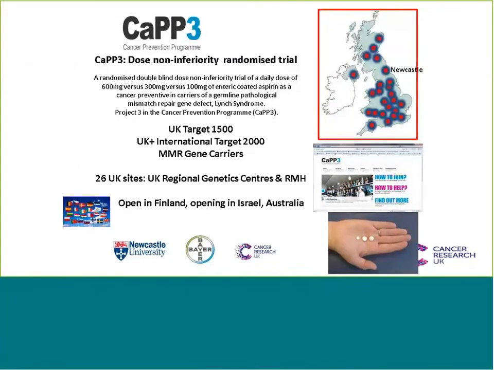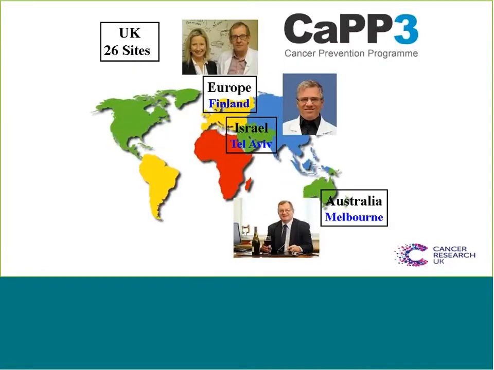And by combining those together, you get different combinations to give you the 1, 300, and 600 dose. We've managed finally to open outside of the UK. It was much harder than in CAP2 because of the new regulations that are in place.